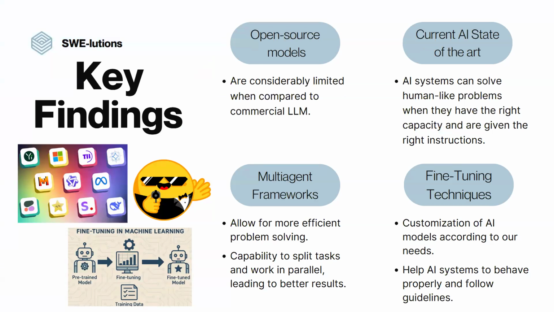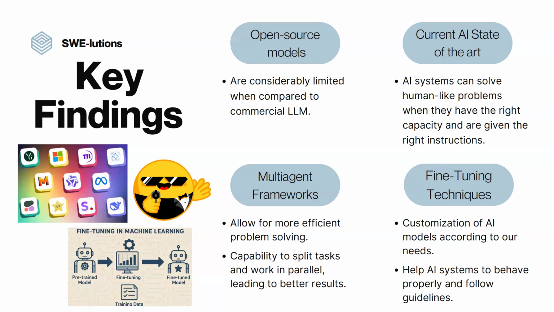Well, now talking about our key findings, we have four biggest key findings. First of all, regarding the open source models, we concluded that they are considerably limited when compared to some commercial LLMs, such as GPT-4, GPT-4o. Also, regarding the current AI state of the art, we found out that these systems can solve human-like problems, but they need the right context and capacity to solve them appropriately and effectively.